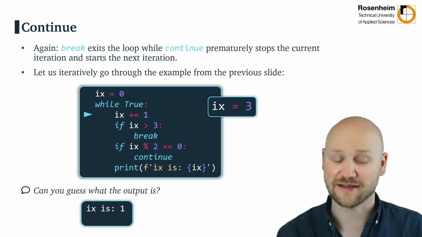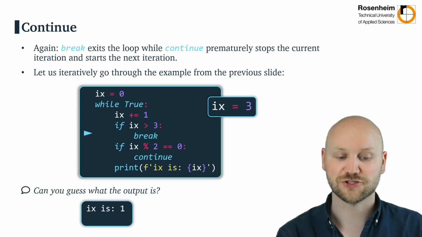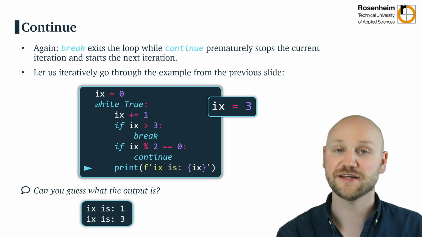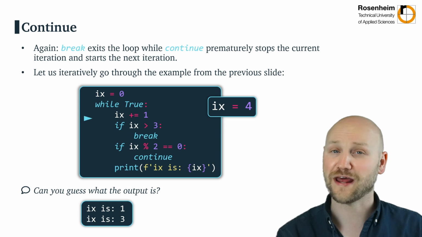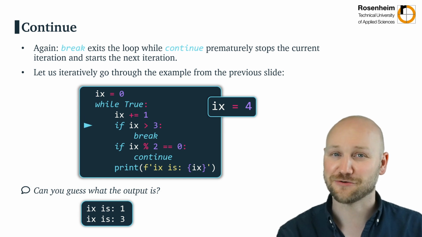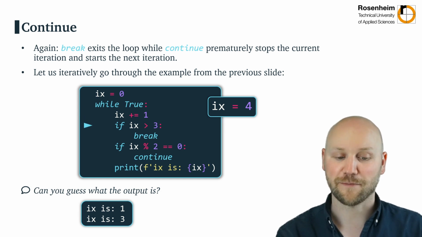Then we're adding 1, so ix is 3. This is not true, this is not true, so we are printing the ix 3, and in the next run we are adding 1 to get 4, and what happens now? We have ix greater than 3 fulfilled. We are breaking with the loop, and this is actually exiting the while loop.